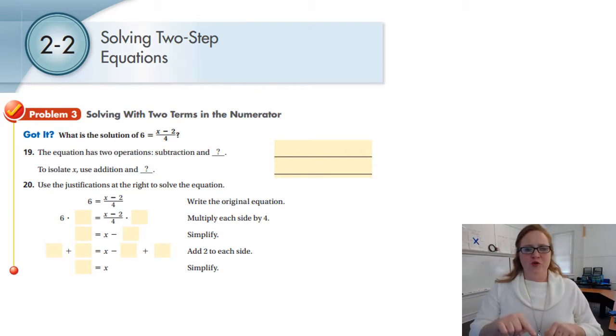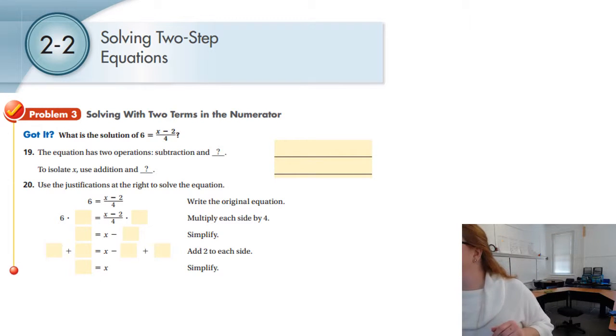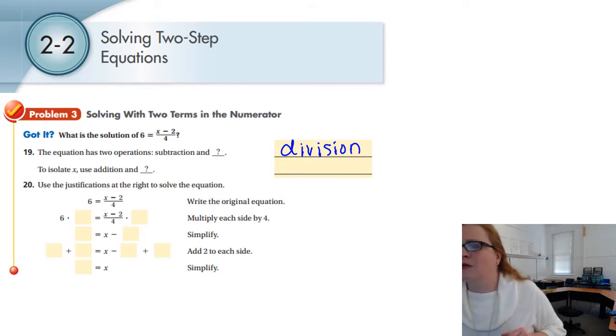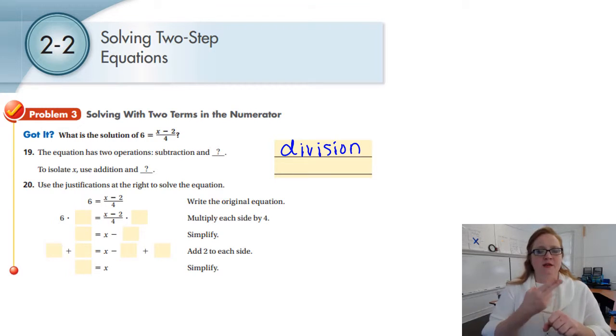Pause the video and answer questions 19 and 20. Problem number 3, solving with two terms in the numerator. What is the solution of 6 equals x minus 2 over 4? Number 19, the equation has two operations, subtraction and what? Division. To isolate x, use addition and multiplication.